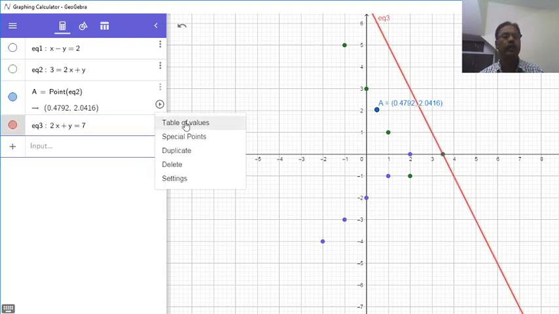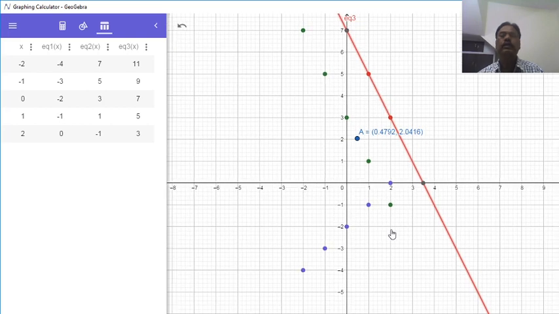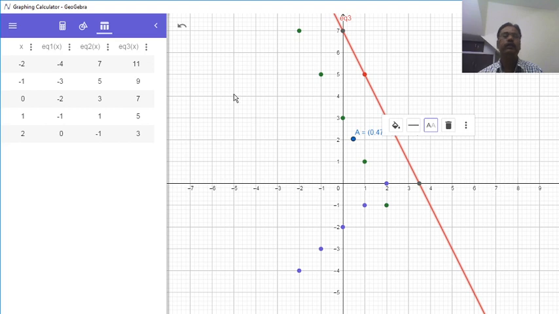Let us see the table values for the third equation. Understand? X equal to minus 2, so y equal to 11. X equal to minus 1, so y equal to 9. Understand? X equal to 2. If we put x equal to 2, we get y equal to 3. Understand? So let us see. This is the third equation. This is for the third equation.